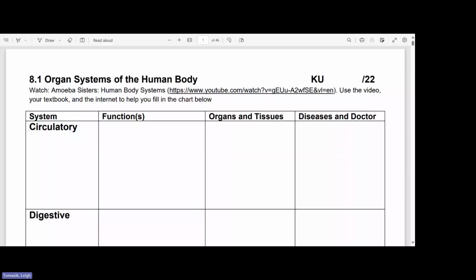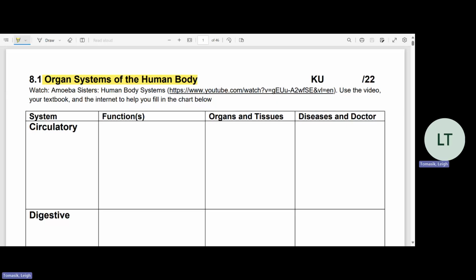Hi, class. Today's lesson is going to be one of the shorter ones because we are going to start this unit off with an assignment. This is a research assignment where you are going to research the organ systems of the human body. This particular unit is on animal anatomy, so the different parts of your body.